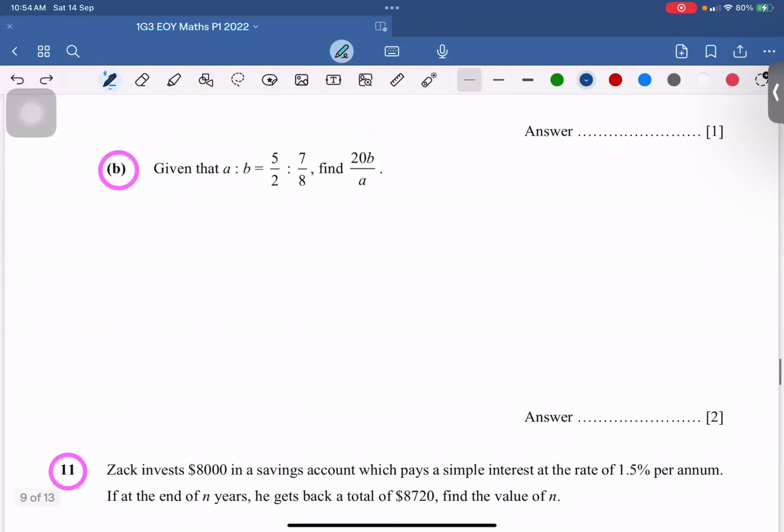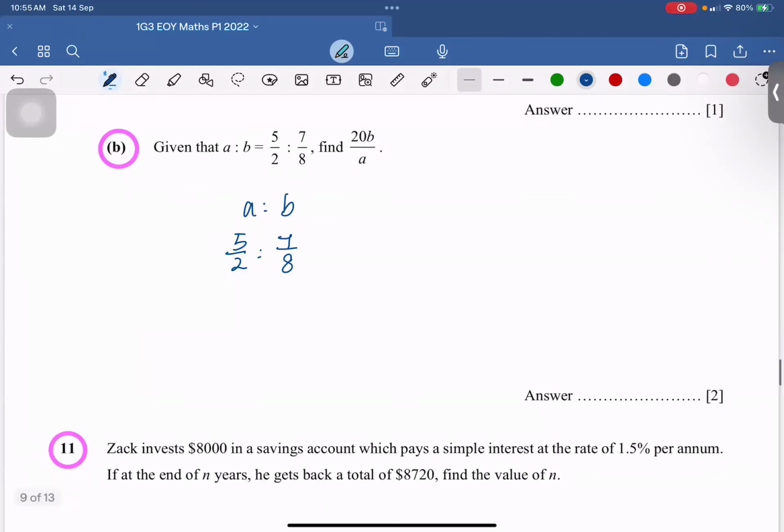Okay, thank you. Next one, given that A is to B is 5 over 2 is to 7 over 8. Aaron gave the correct answer just now, so thank you. What we can do is remove the denominator. I'll multiply by the LCM, which is 8, to get rid of the denominator. So this will be 4 times 5, 20, is to 7. Now, A is to B. A is 20 units, B is 7 units. Simplify your answer. Not difficult, doable.